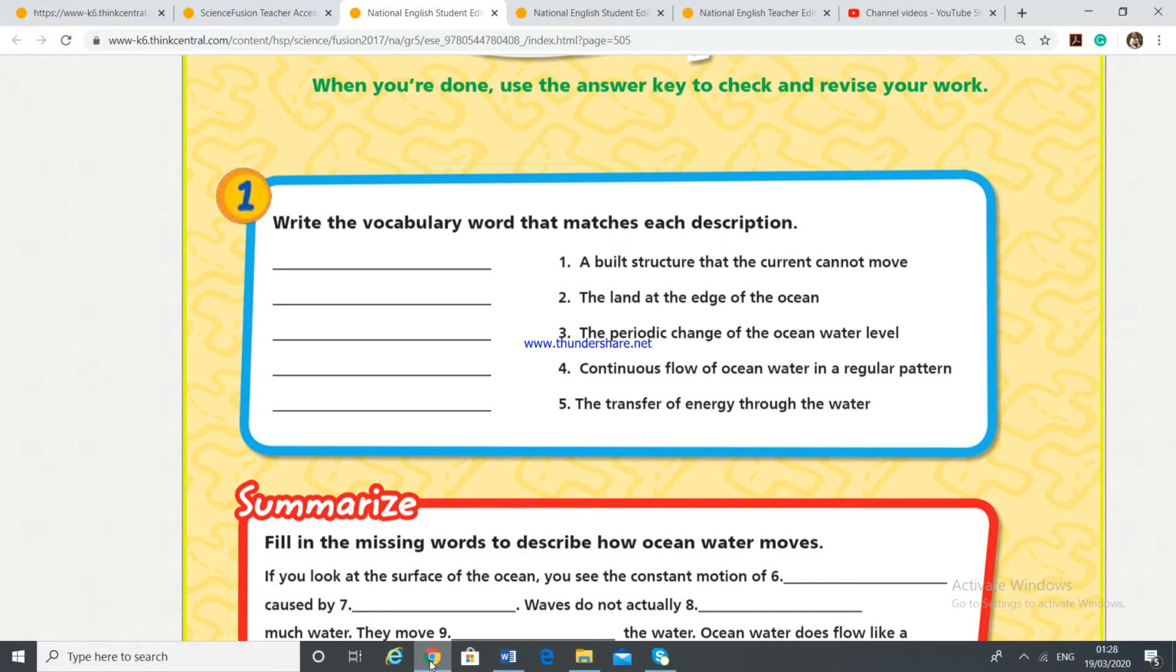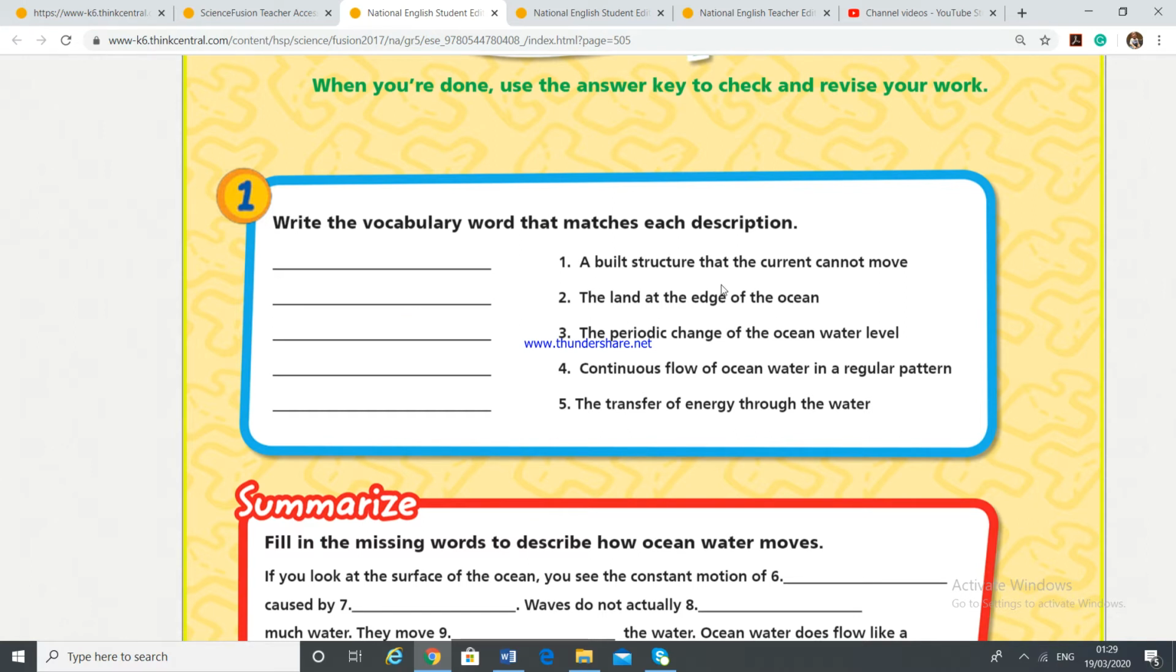Okay, girls? So the first one here is a built structure that the current cannot move. You will remember when I said that you are building something to stop the current or not allow the sand to move from one place to another, to go and accumulate at one place. That was called a jetty.